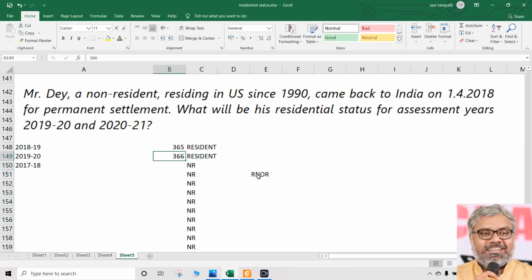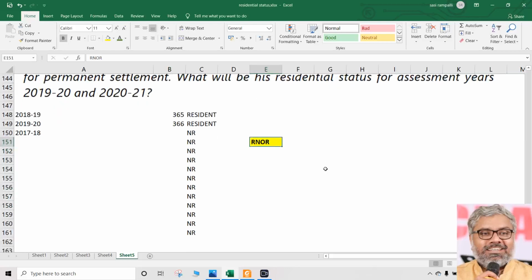So additional condition number 1 is not satisfied. Additional condition number 2 is also not satisfied. Naturally, what is his residential status? Resident, but not ordinarily resident. That is the final answer under this question.